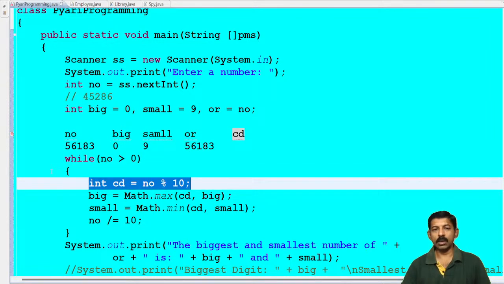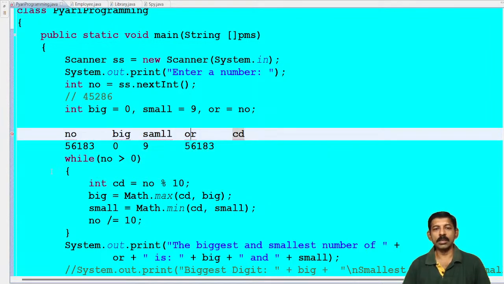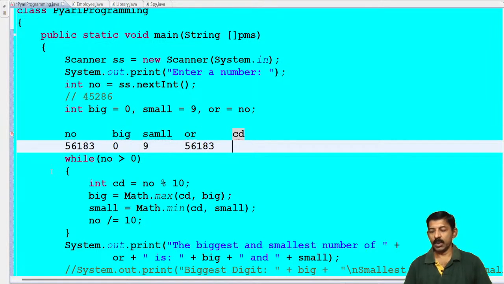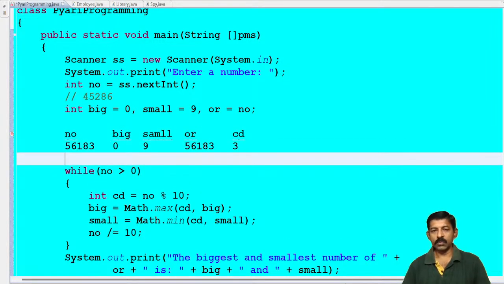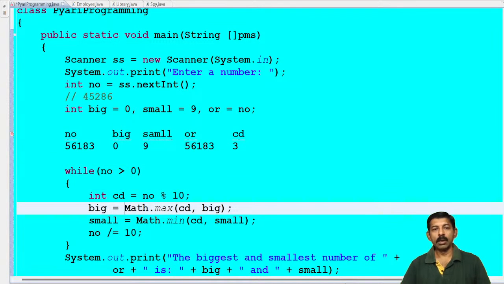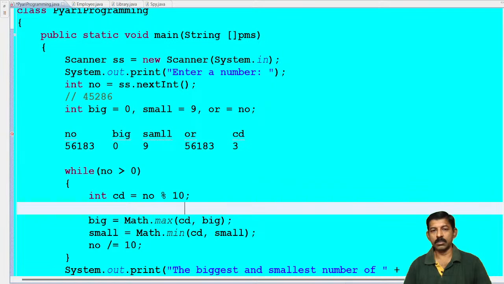I will come over here. The current digit is my 3. Now after this, I am checking math.max. Current digit is 3 and biggest digit is 0. That's why I said that take the biggest number in such a way that the first digit will be your biggest and first digit will be your smallest.